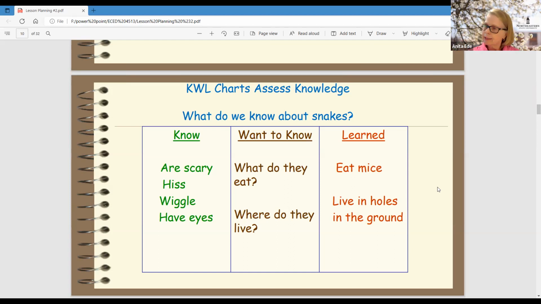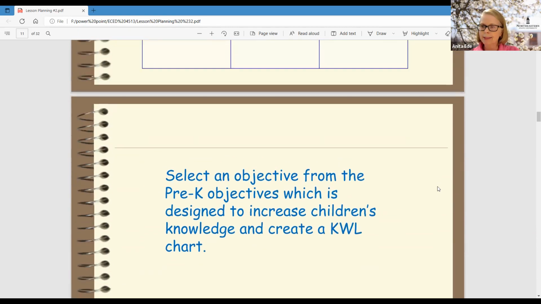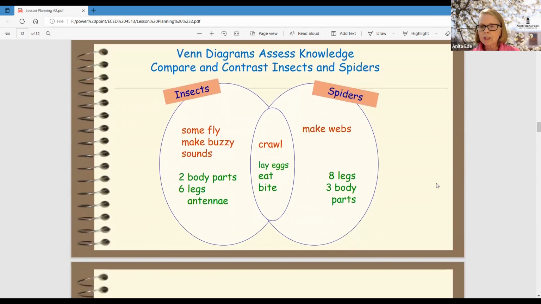And again, different color. That's so the children see the difference. Here is what we learned. It's different from what we already knew. That's the summative assessment done during whole group time at the end. And again, you could do one for practice. Obviously, you don't have to. And then there's the Venn diagram.